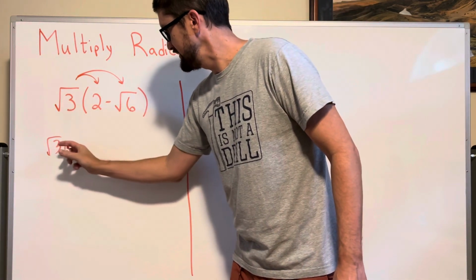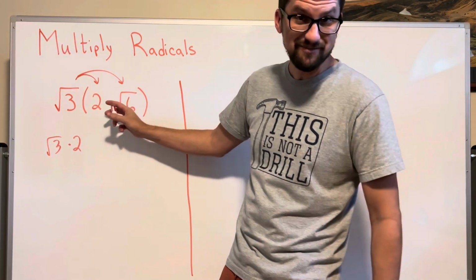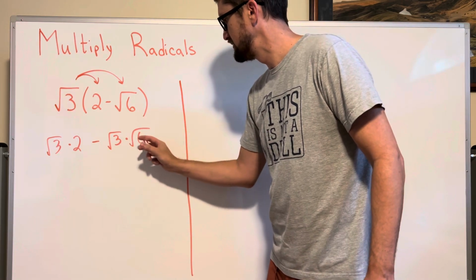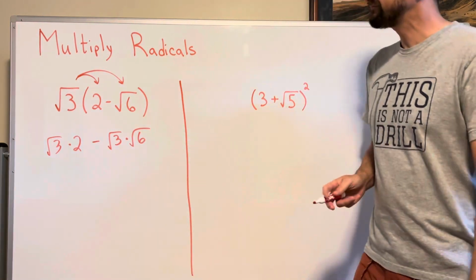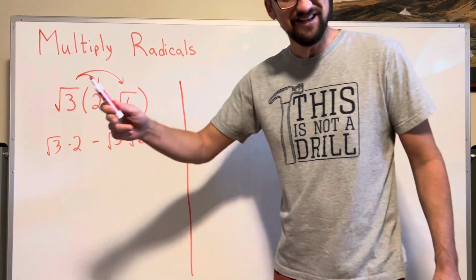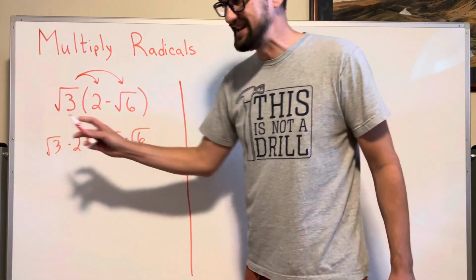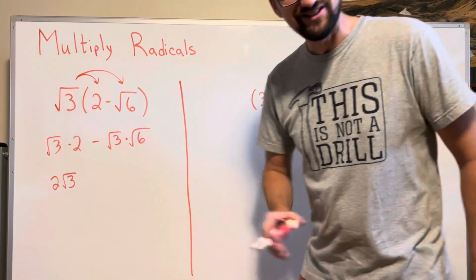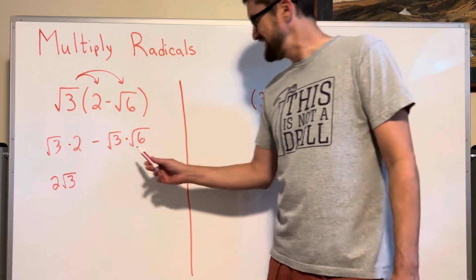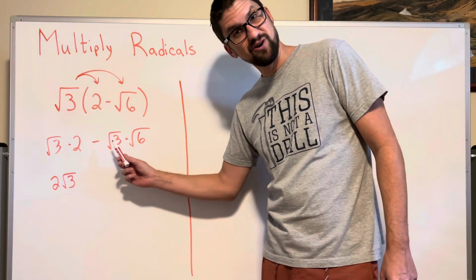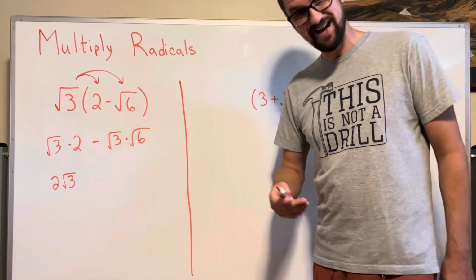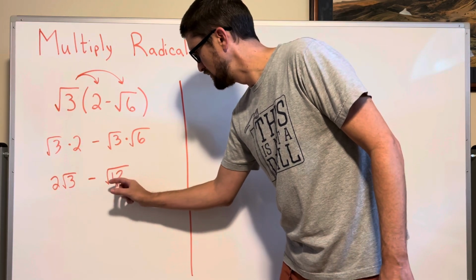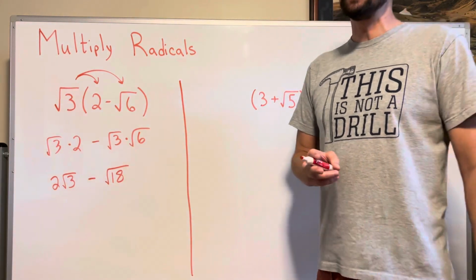So it's going to be square root of 3 times 2. Then you have this minus sign. And square root of 3 times square root of 6. Now if you have a number outside of the root, it's usually written in front. So we can write that one as 2 times the square root of 3. In this one, we can write this as 1 square root with the inside being 3 times 6, which will give you 18. So that's going to be minus square root of 18.